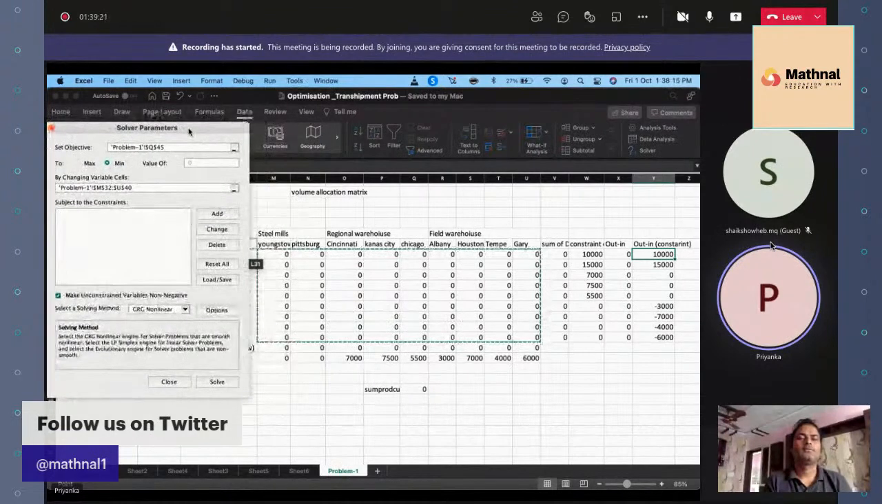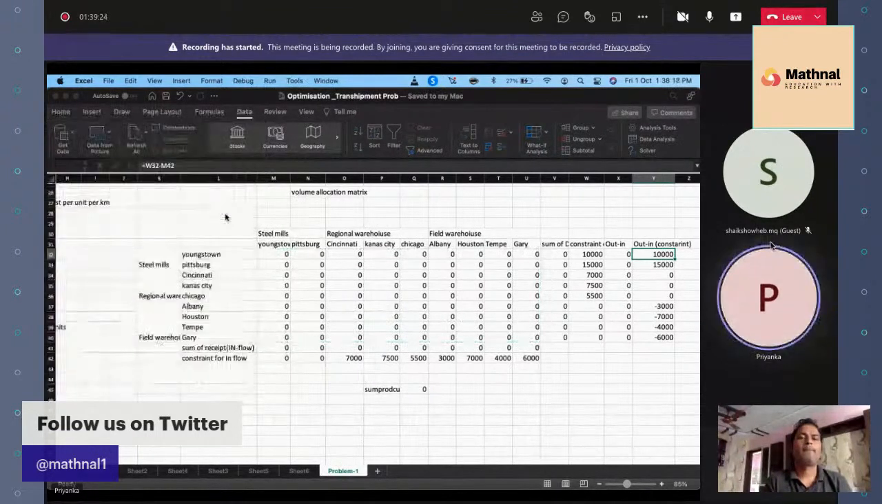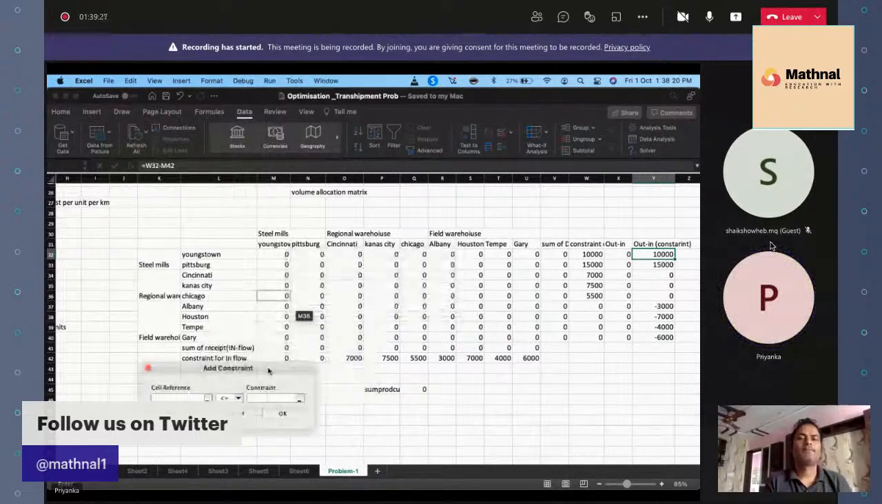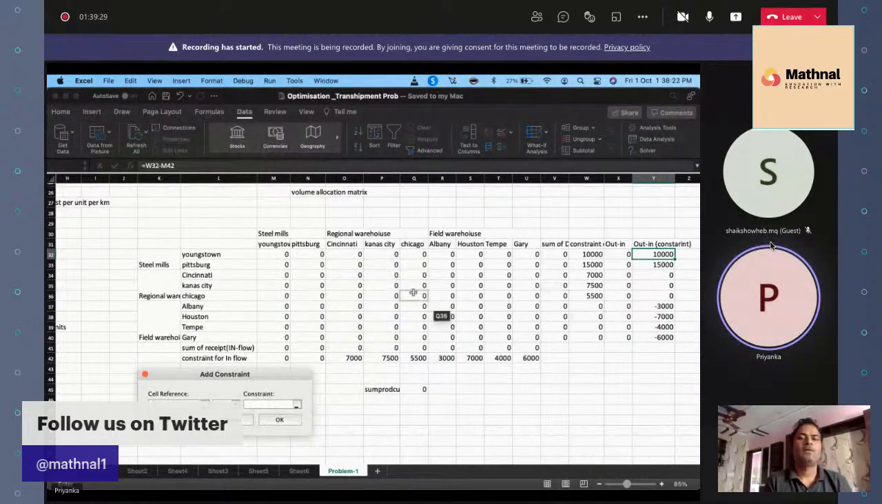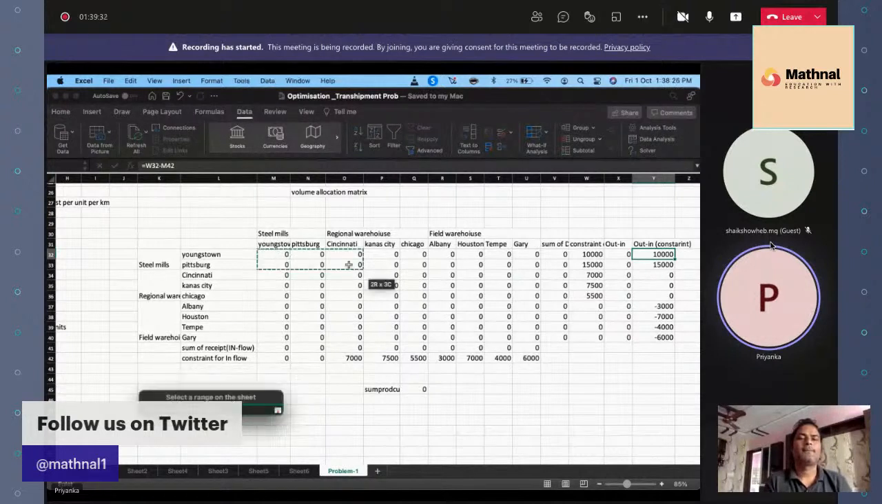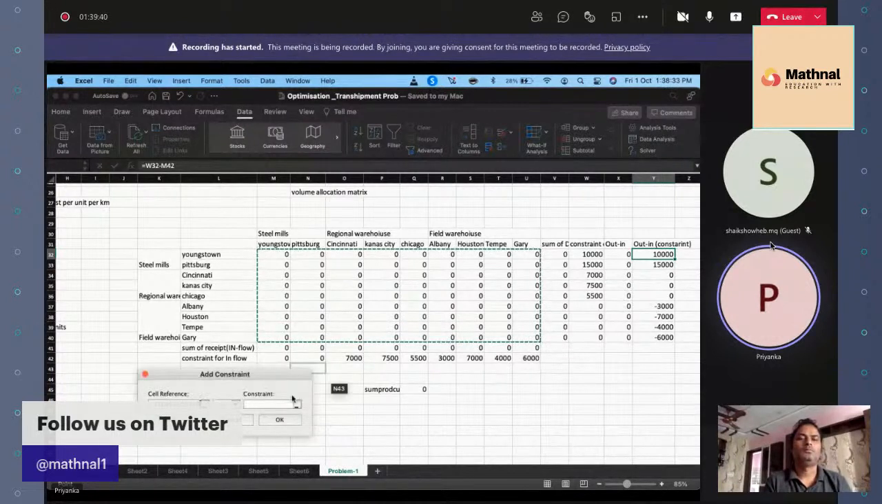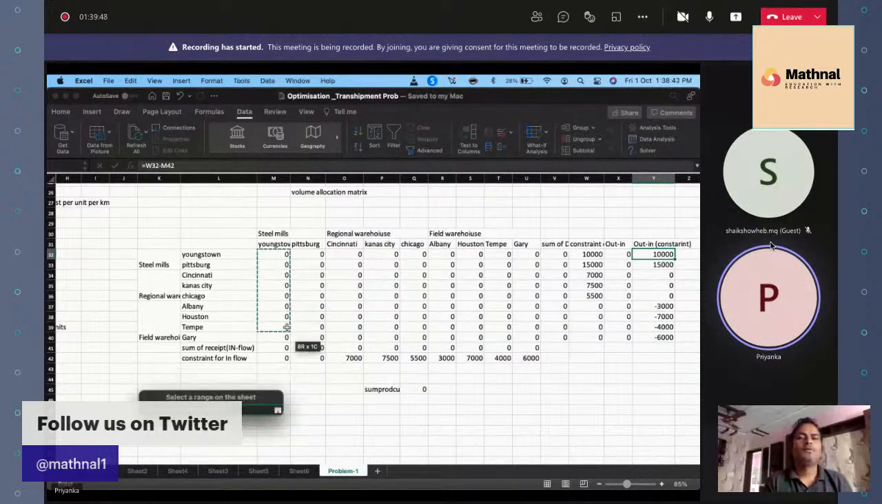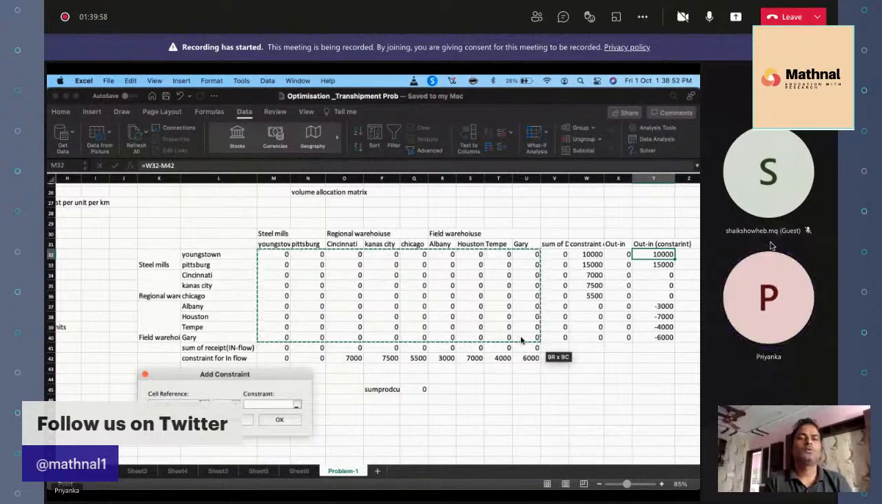We have to add constraints. What is the constraint? First thing, the variable cells have to be integer. Add. Next, the sum of the columns. No. Remove that.